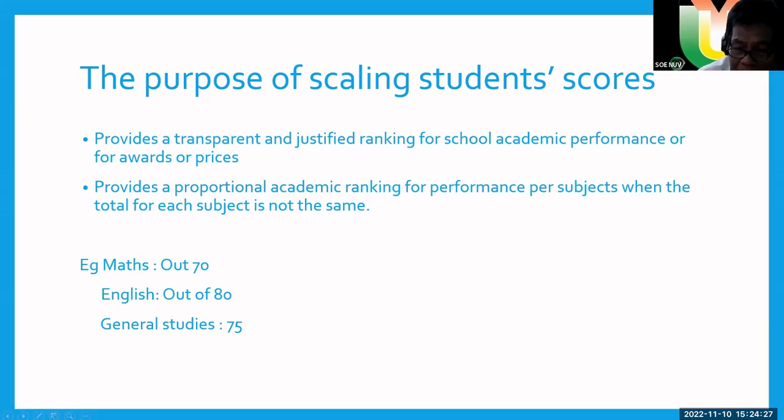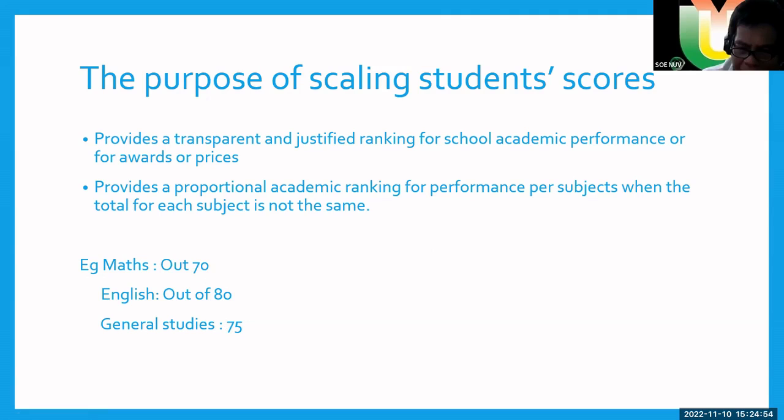As I have said, all of the subjects are not out of the same total. We have maths out of 70, English out of 80, and general studies out of 75. And therefore, you cannot just add the total performance for each subject and award the highest to whichever student.